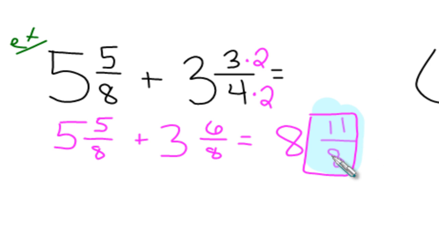So now we're going to divide. How many times does 8 go into 11? Well, that's once. There's 3 left over. Your denominator stays the same. I just kind of did the division part in my head.